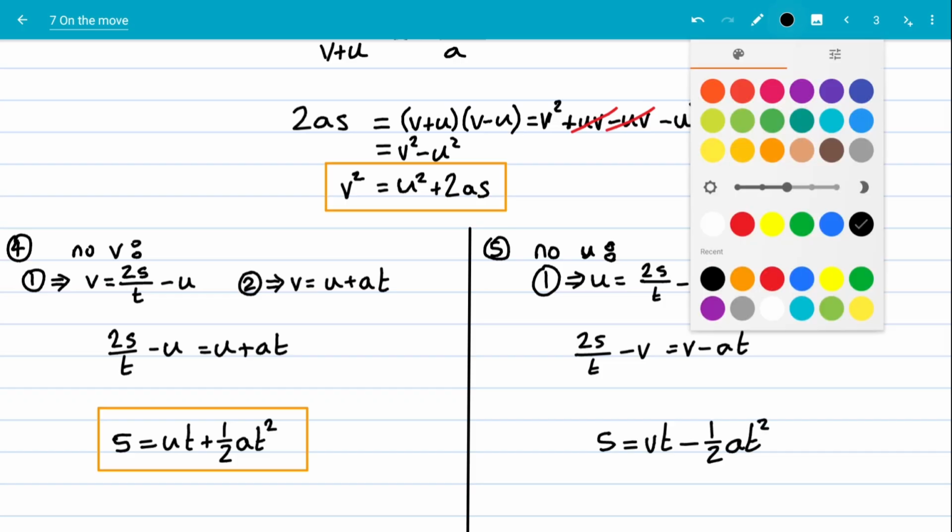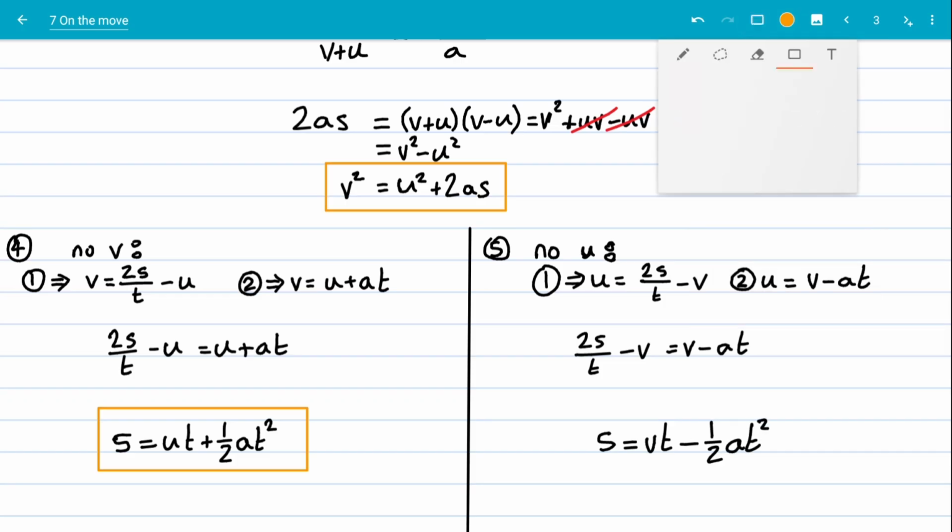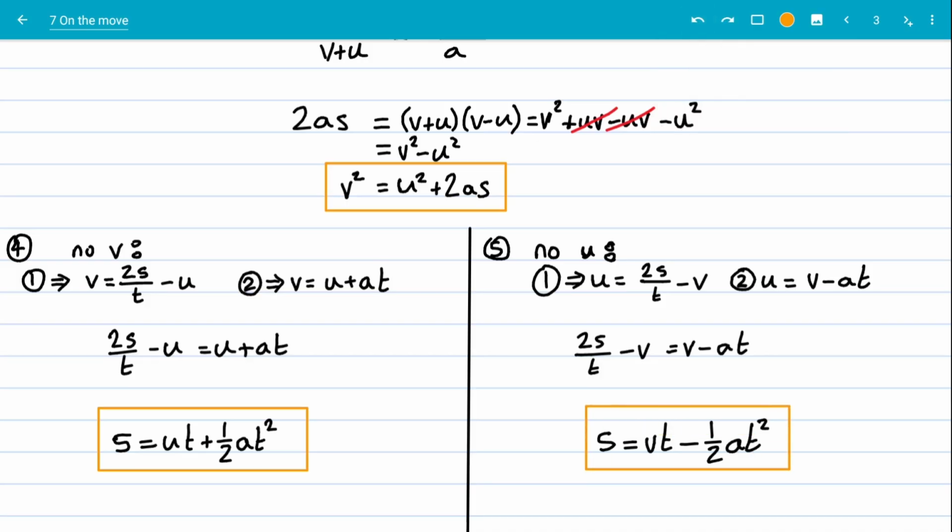There might be quicker ways of deriving it. And there are lots of ways. I think I've come up with 5 different ways of deriving it, but this is all you need.